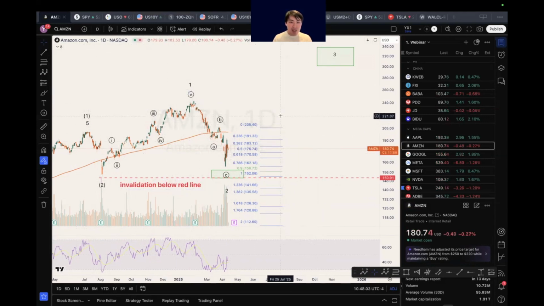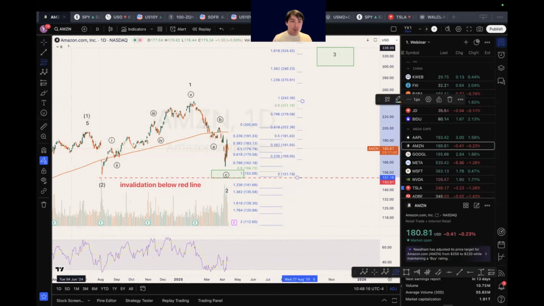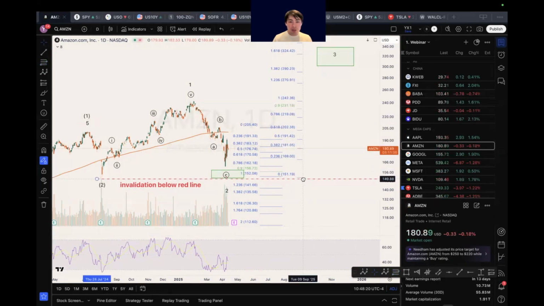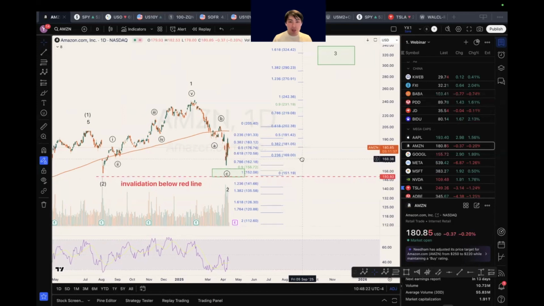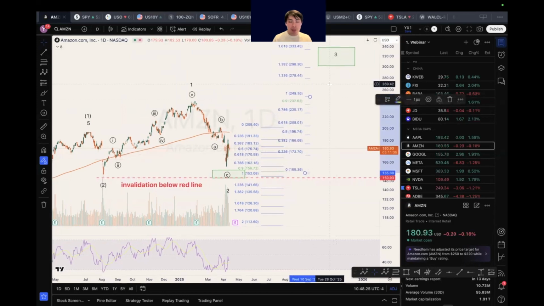But as it stands, I still favor Amazon to dip into the 150 region, and then from there we're turning up to 300. And the 300 essentially, if we're just looking at wave one versus wave two, assuming wave two stays around 150, wave three is basically 138% extension of wave one from the wave two low once it finishes.